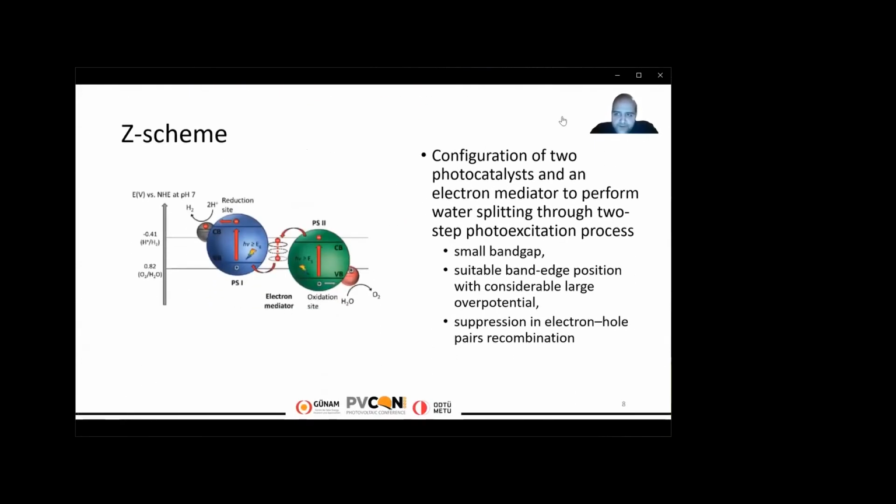And in recent years, Z-scheme photocatalyst systems have gained much attraction. This is a configuration of two photocatalysts and an electron mediator in between to perform water splitting through a two-step photoexcitation process. And we can have a small band gap and suitable band edge position with considerable large overpotential in the system. And we can also suppress electron-hole pair recombination.